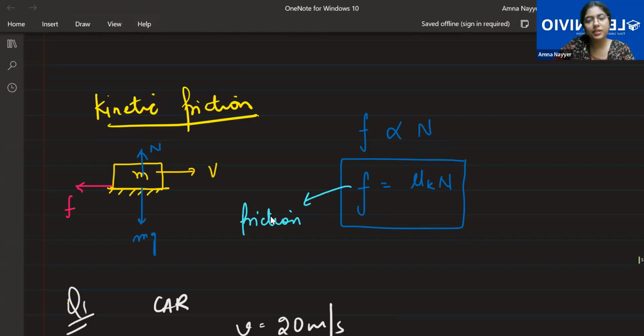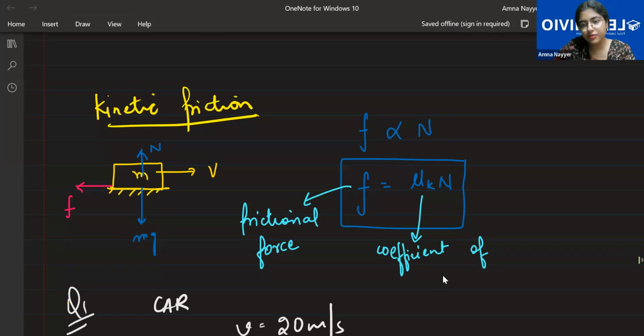F is the frictional force. Mu k is the coefficient of friction, while n is, again, the normal reaction.